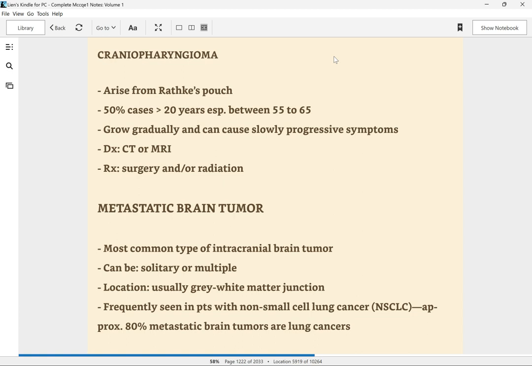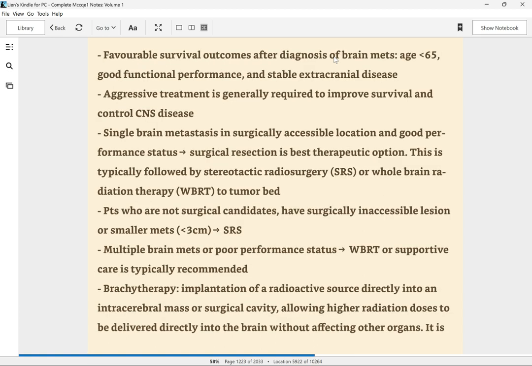Metastatic brain tumor is the most common type of intracranial brain tumor. It can be solitary or multiple. Location is usually the gray-white matter junction. It is frequently seen in patients with non-small cell lung cancer, NSCLC; approximately 80% of metastatic brain tumors are lung cancers. Favorable survival outcomes after diagnosis of brain mets: age under 65, good functional performance, and stable extracranial disease.